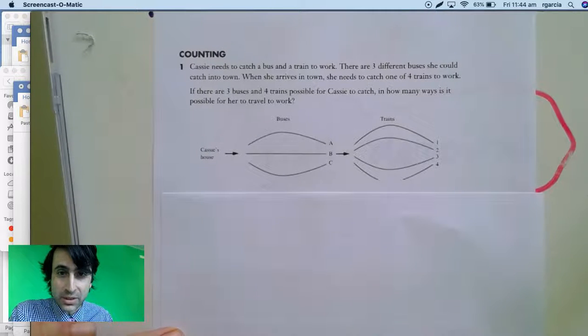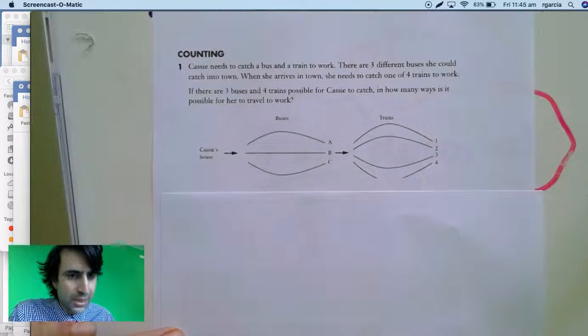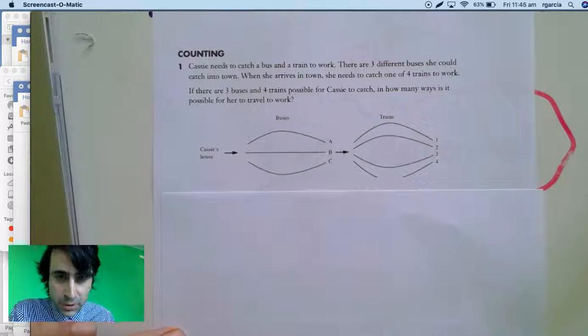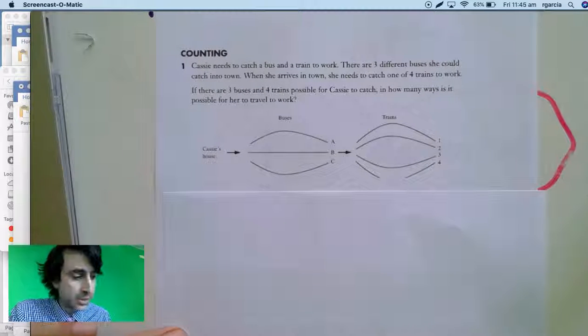So if there are 3 buses and 4 trains possible for Cassie to catch, in how many ways is it possible for her to travel to work? Now, I suspect that you could probably do this, but let's put this in the context of the fundamental counting principle.